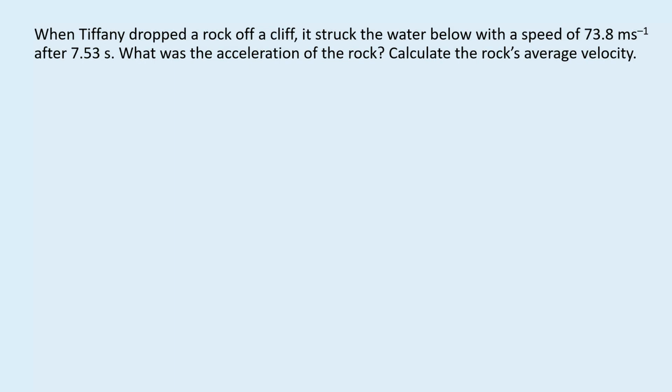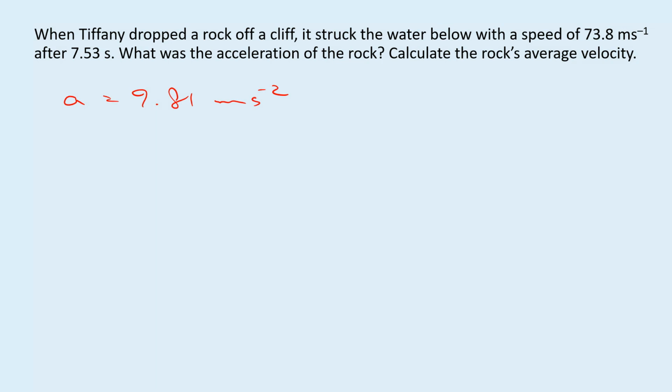Right, so Tiffany drops a rock. Okay, good on you, Tiff. She dropped it off a cliff. It hit the water with a certain speed. It took a certain time to get there. What was the acceleration of the rock, and what was the rock's average velocity? Well, straight away, we can assume that this is on Earth, and we know that acceleration is equal to 9.81 meters per second squared. First question done, except no, it's not really.